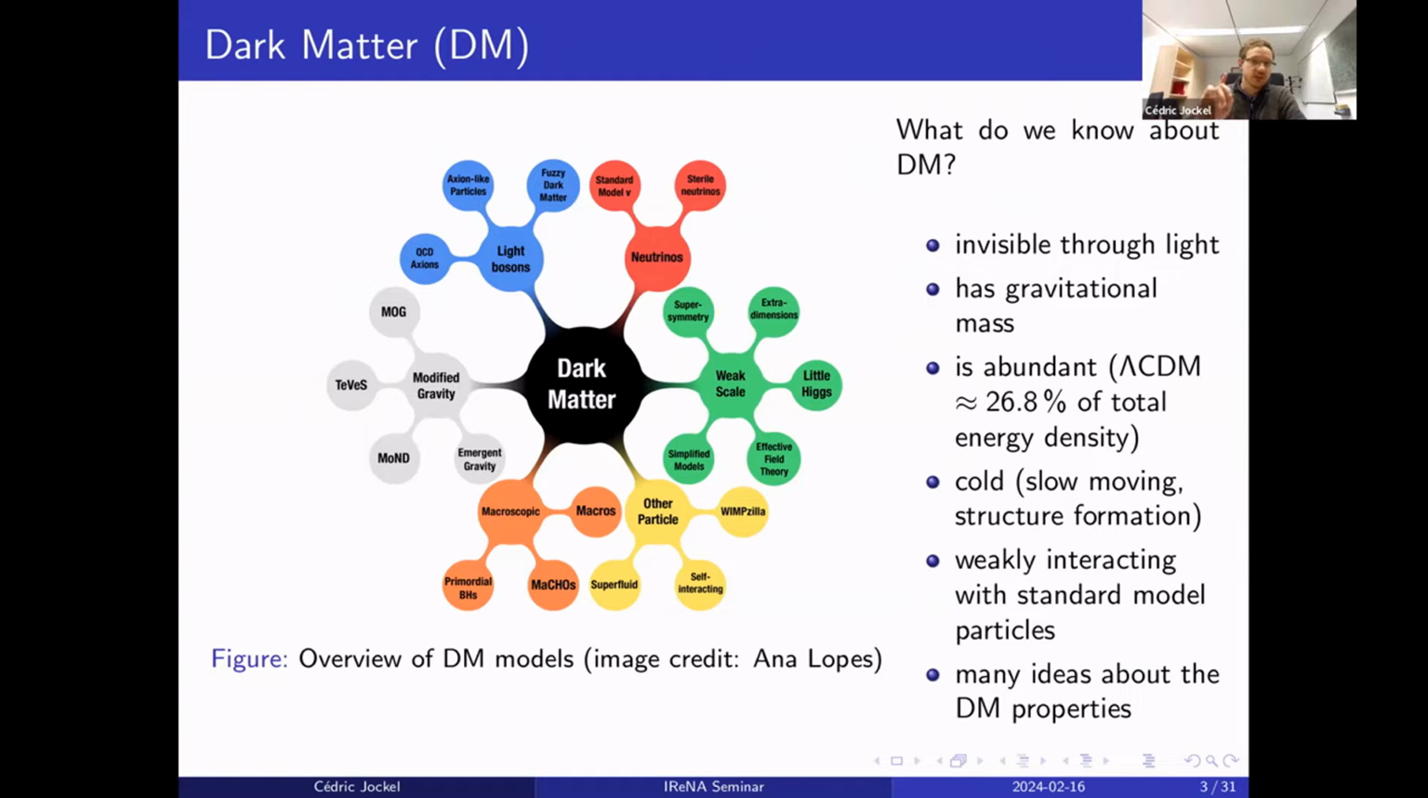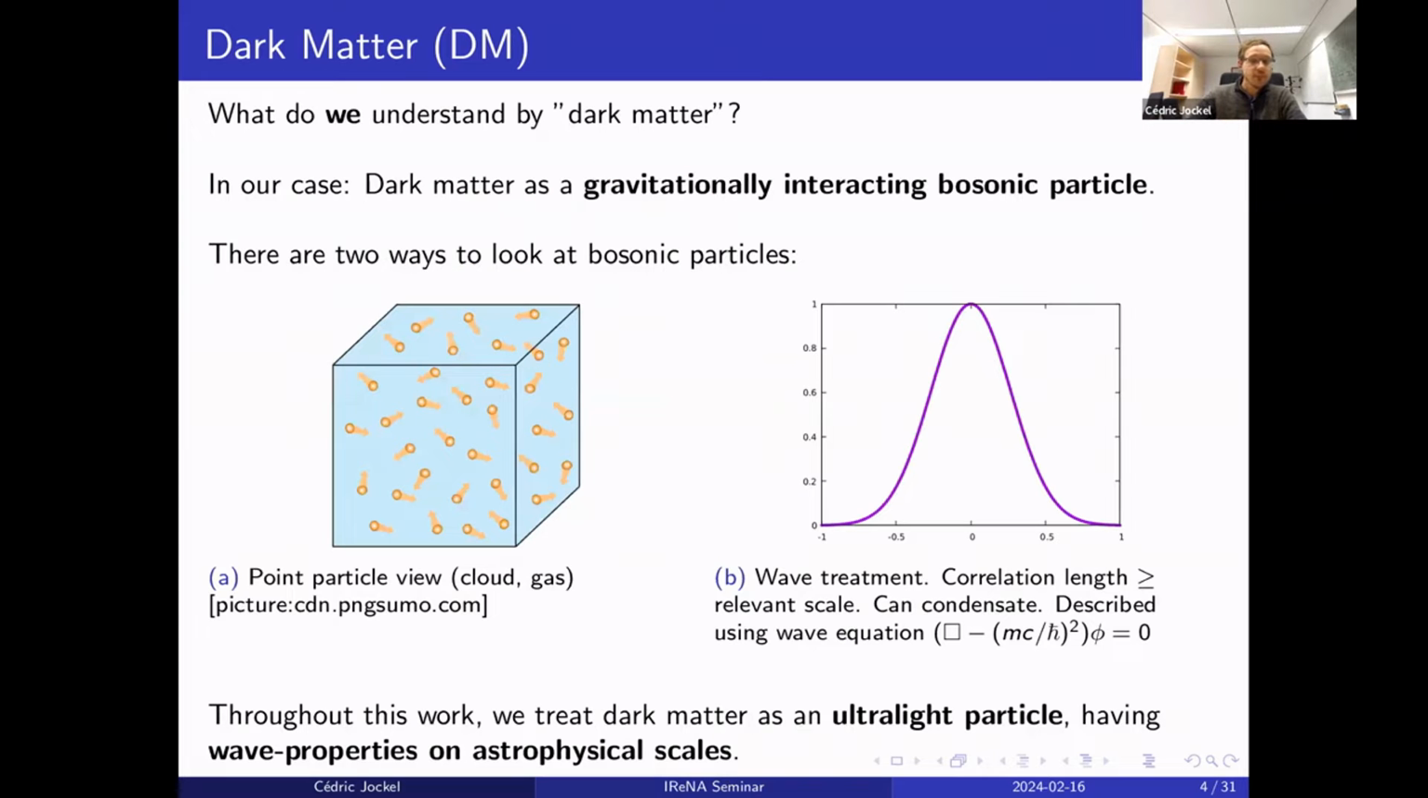But in our case, dark matter is a type of particle and a type of light particle. And those light particles have quite interesting properties, which I'm going to talk about in just a minute. So this brings us to the question, how do we, in this work at least, understand dark matter? In our case, we say that dark matter is some kind of gravitationally interacting bosonic particle.